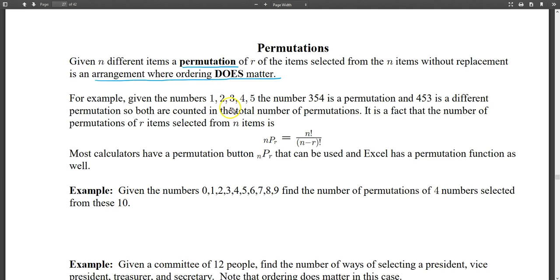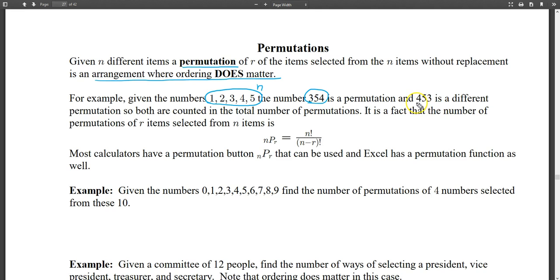For example, if you're given the numbers 1, 2, 3, 4, 5, these would be the n items being referred to up here. And you select 3 from those n items, let's say, so the r would be 3. And you create the number 354. This is what we call a permutation. So you selected 3 items from the numbers 1, 2, 3, 4, 5, and here's your permutation, 354.